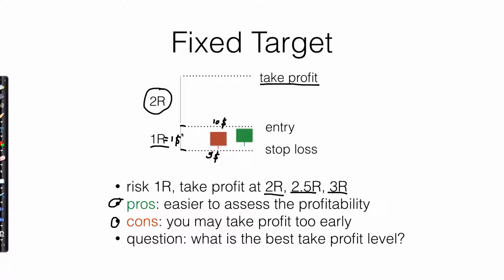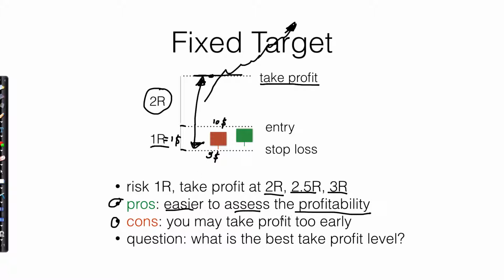The pro of this fixed target approach is that it's easier to assess the profitability of the strategy, because you only have 2 outcomes. Either you hit stop loss or you hit your target. So when you are looking at how many times your strategy is winning, the winning rate is very easy because you only have 2 outcomes. But the con is, you take profit here. What if the price is going up? Well, you may take profit too early. That's the con.